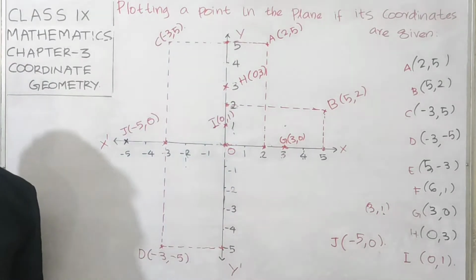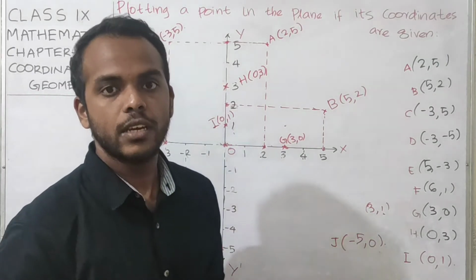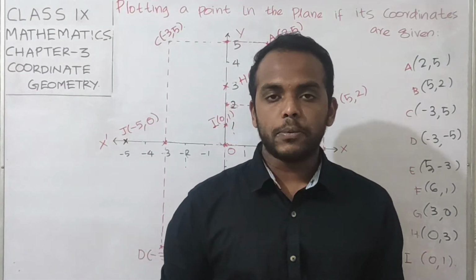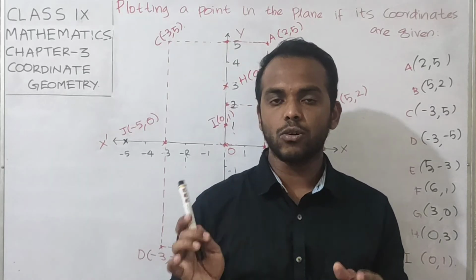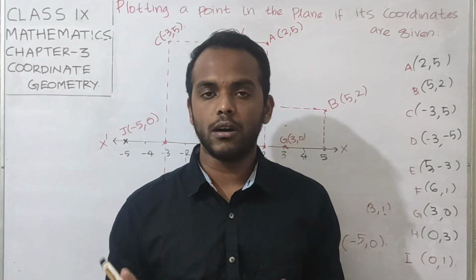This is called the Cartesian plane or the xy plane or the coordinate plane. You can call it any name as you wish. Now that's the end of our chapter. I know this is an easy chapter, so prepare well. And there are some exercise questions given in your textbook.